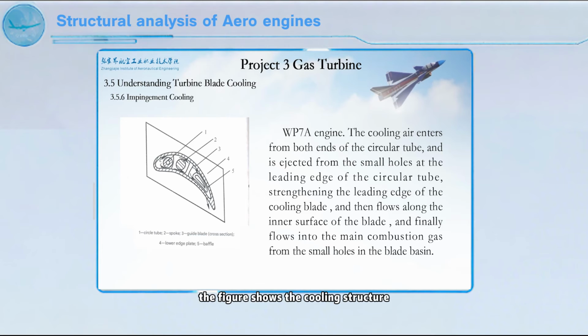The figure shows the cooling structure of the first stage turbine guide vanes of the WP7A engine. The cooling air enters from both ends of the circular tube and is ejected from the small holes at the front edge of the circular tube, strengthening the front edge of the cooling blade, and then flows along the inner surface of the blade, and finally flows into the main combustion gas from the small holes in the blade basin.